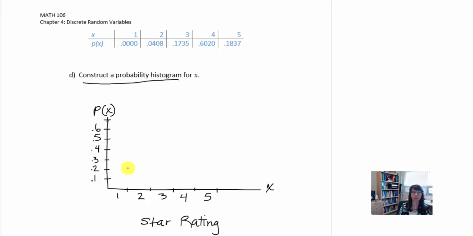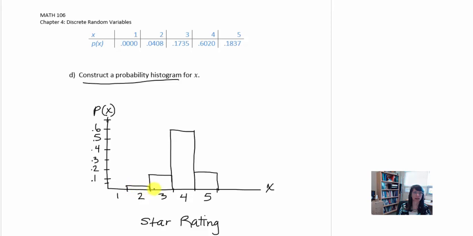And then we'll draw the bars for the histogram. So we have 0.0000 for 1 star. 2-star rating is at 0.04, so that's even below the half tick mark. Star rating of 3 is at 0.1735. Star rating of 4 is at 0.6020, and finally a star rating of 5 is at 0.1837. And here we have our histogram.